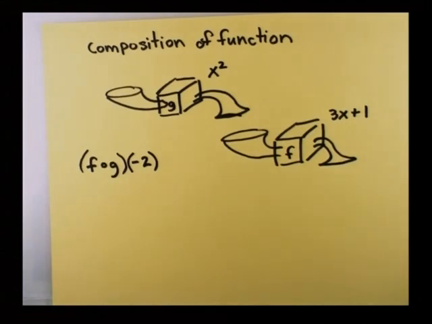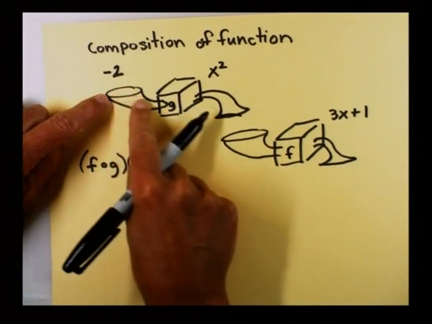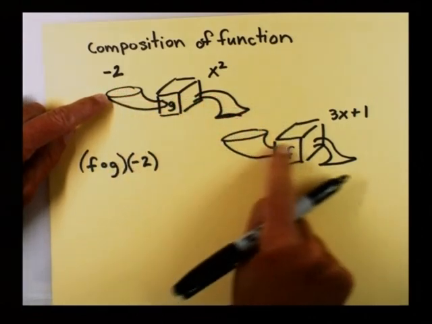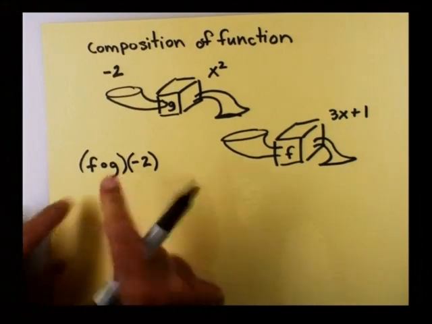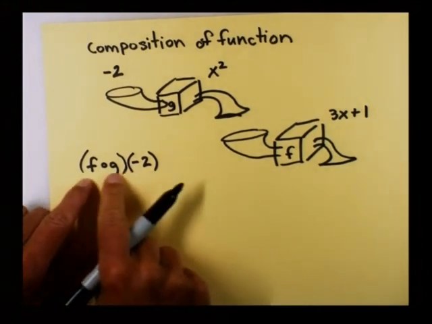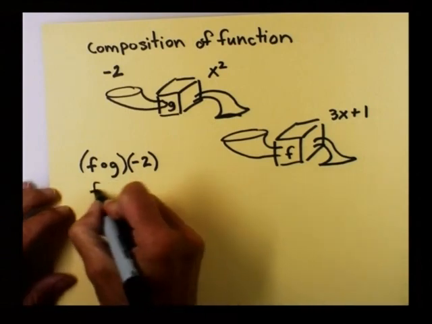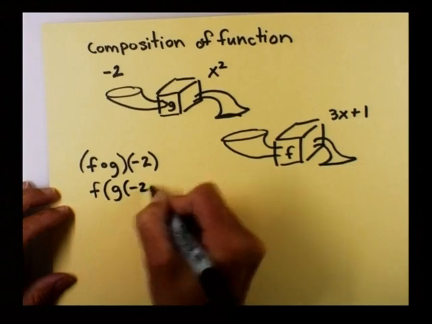We're going to take a negative 2. We're going to drop it into this machine first, get an answer. It comes out. Our answer is going to drop directly into the next machine, and we're going to run it through there. And I'll show you what that looks like algebraically rather than with pictures. Sometimes instead of seeing this symbol, F of G of negative 2, you may see it this way, F of G of negative 2.